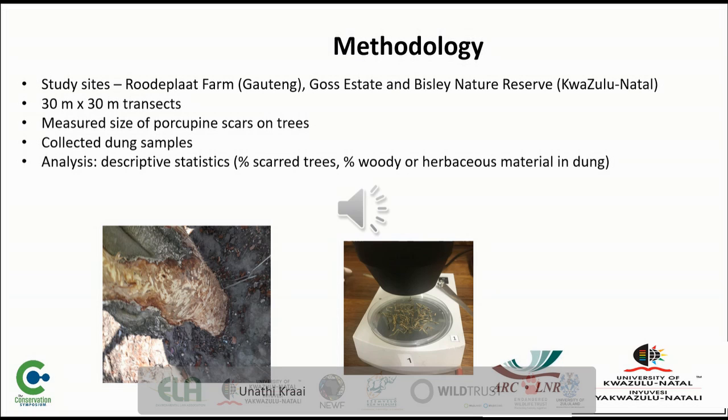Dung samples were collected along the transect, and these were further taken to the lab for analysis to quantify how much of the woody material is found in their diet during the dry season. This study is mainly descriptive.